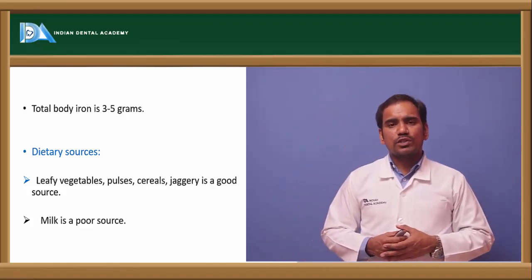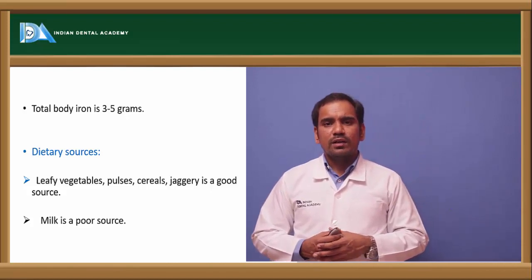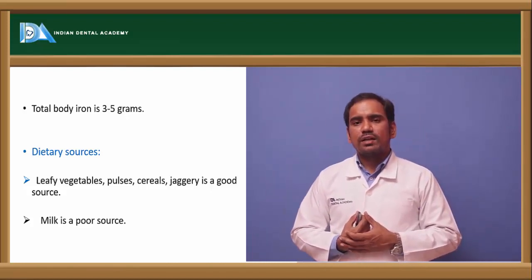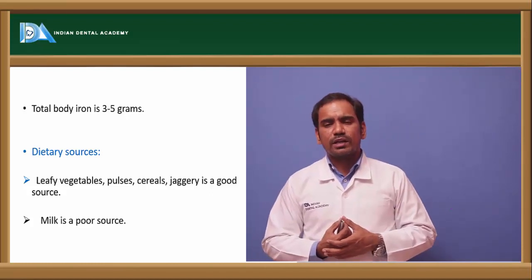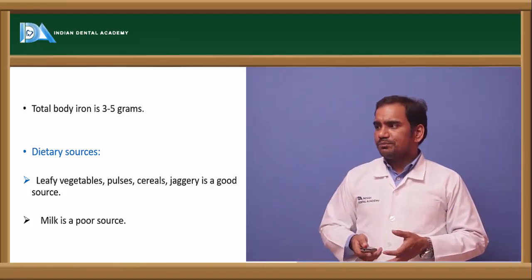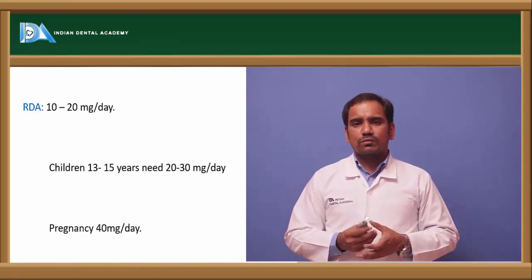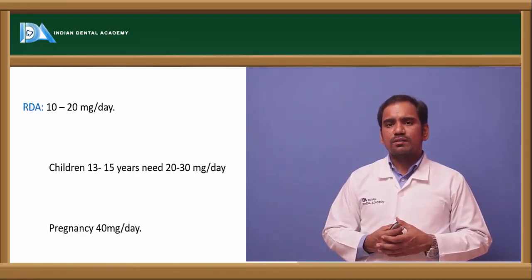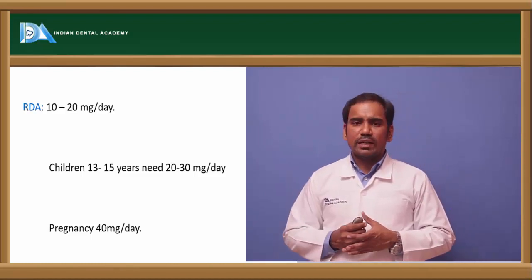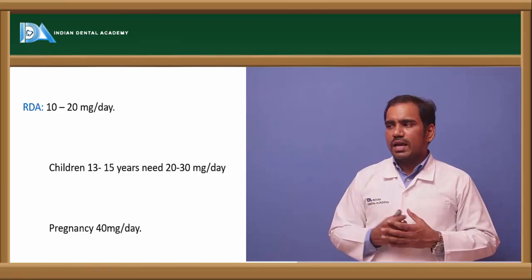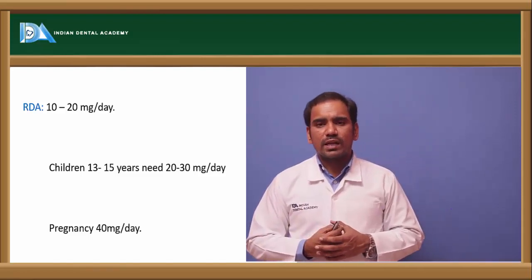Coming to RDA, how much iron is required per day? In case of adults, the daily requirement is 20 milligrams per day. In case of children in the age of 13 to 15 years, the requirement is 20 to 30 milligrams per day, and in case of pregnancy, the requirement increases and it is around 40 milligrams per day.